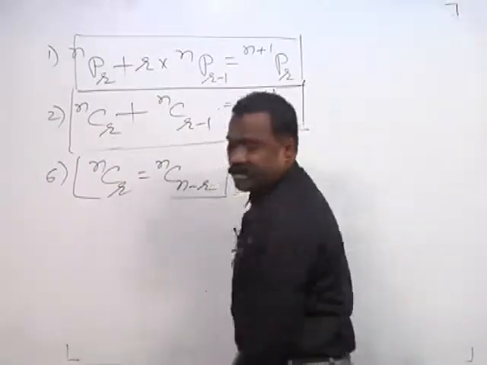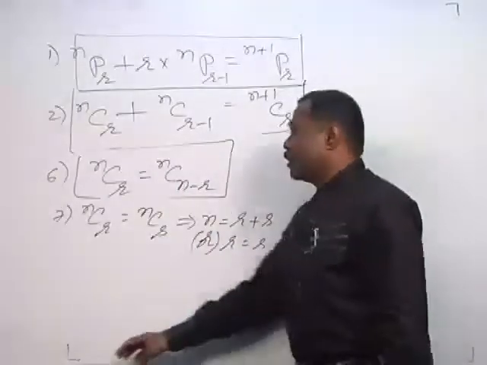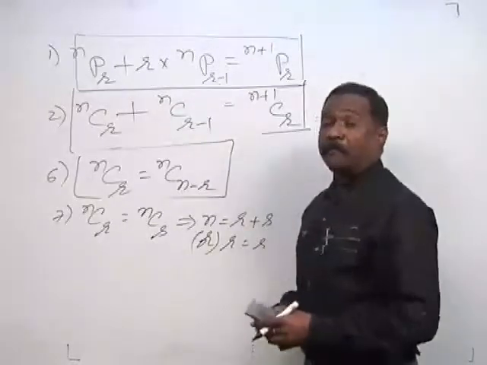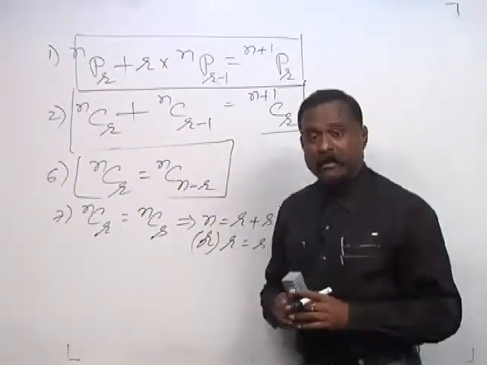Okay. Next, the seventh one is an important one. You can find some previous questions also on this one. nCr is equal to nCs implies n is equal to r plus s, or r is equal to s. Understand this: n is equal to r plus s, or r is equal to s. Now, these are some relations to be remembered.